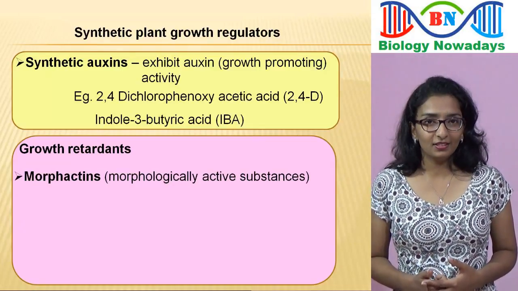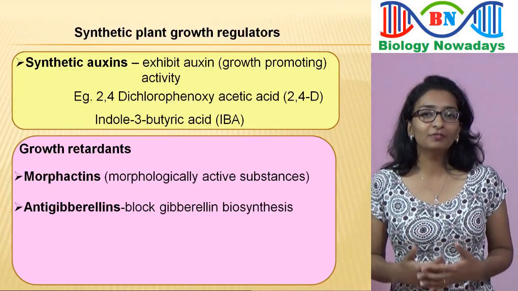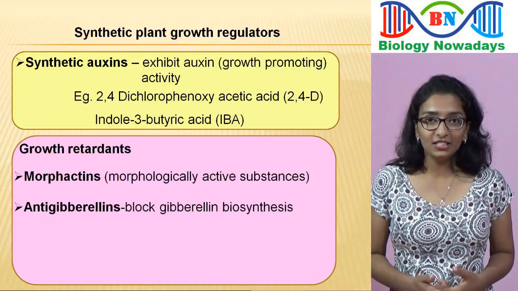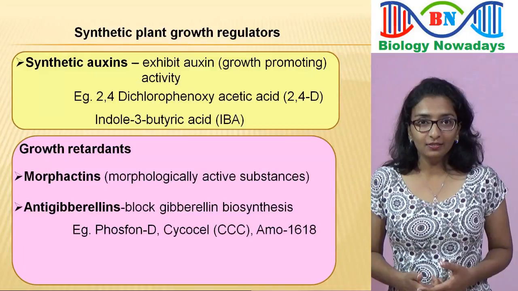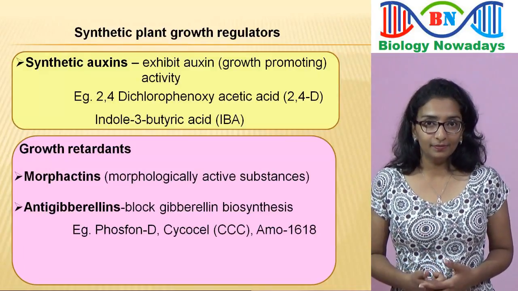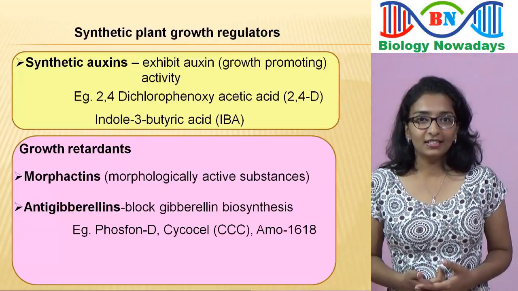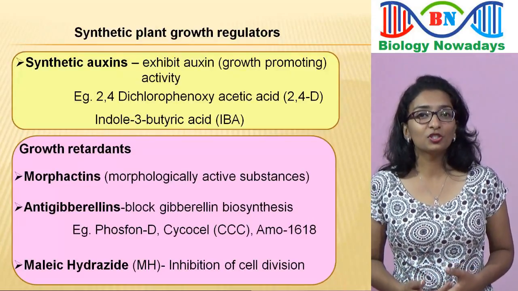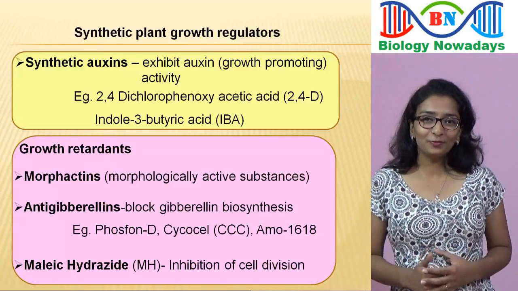Then antigibberellins. They act by blocking the main steps in gibberellin biosynthesis in plants. Examples for antigibberellins are phosphon D, cycocel, and ammo-1618. The next synthetic growth retardant is malic hydrazide, which acts by inhibition of cell division. And that's all for this video.